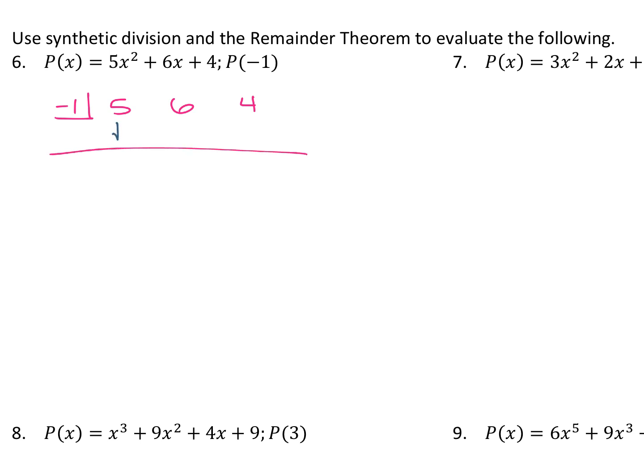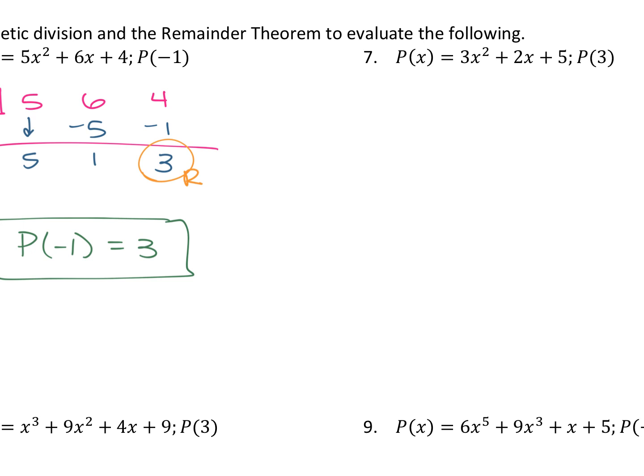5 drops down. 5 times negative 1 is negative 5. 6 minus 5 is 1. 1 times negative 1 is negative 1. 4 minus 1 is 3. The 3 is your remainder. That's your answer. So you give your answer as p of negative 1 is equal to 3.